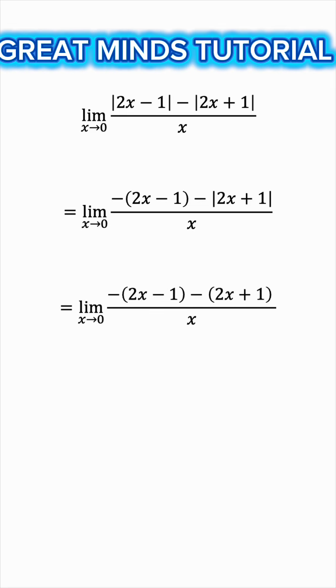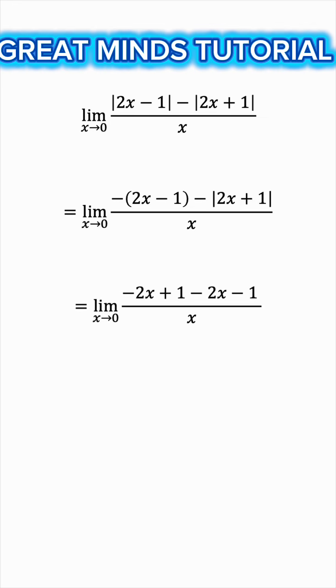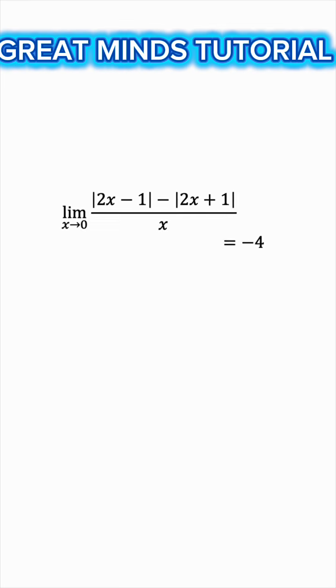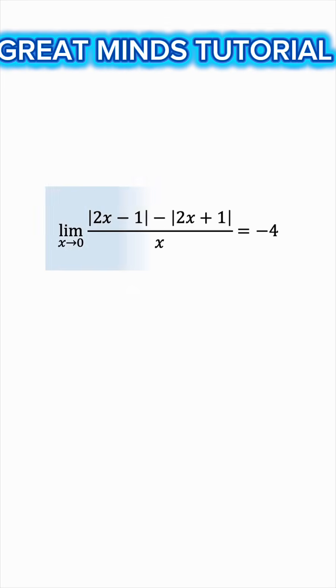And now we have a very simple limit. We'll expand the two pairs of brackets, and the plus 1 and negative 1 will cancel, giving us negative 4x over x, which of course is just negative 4. So that's it. The limit we started with is equal to negative 4. Could you figure it out?